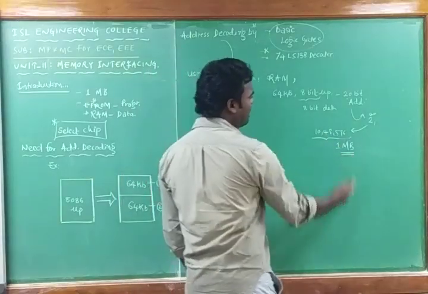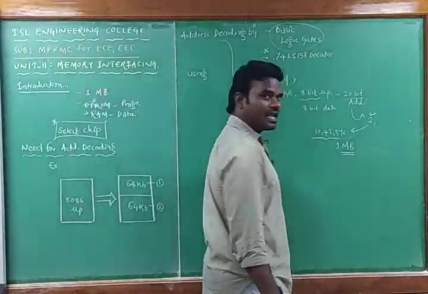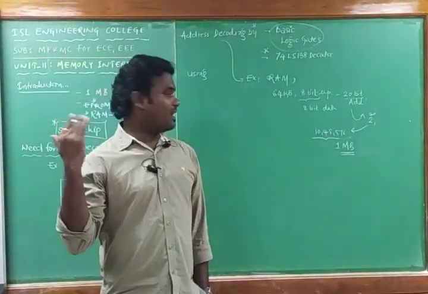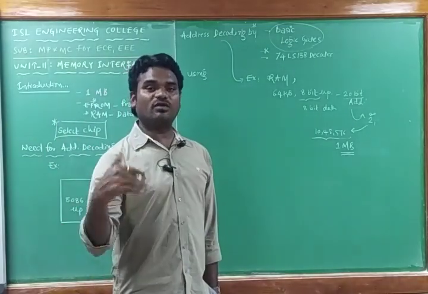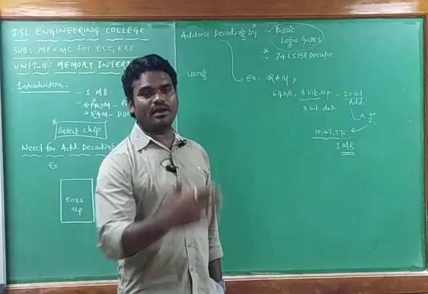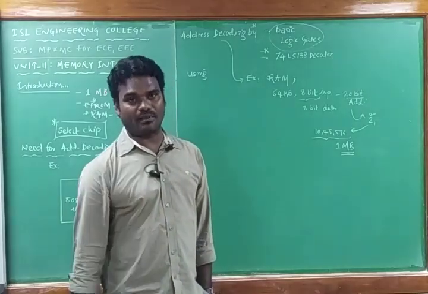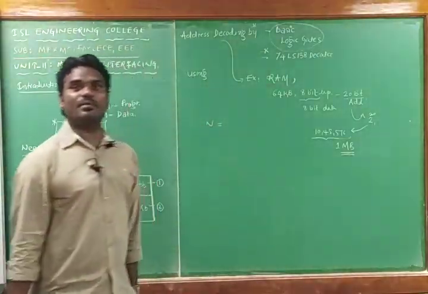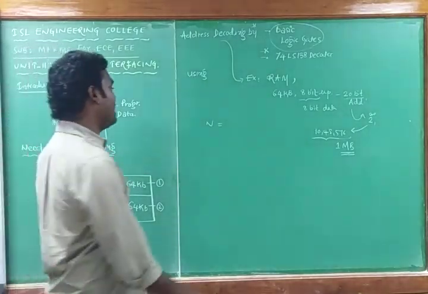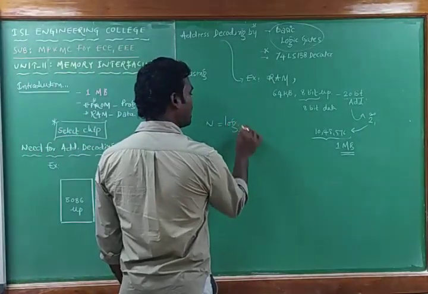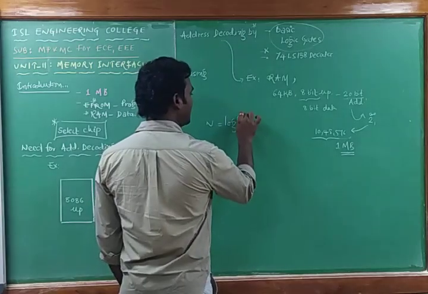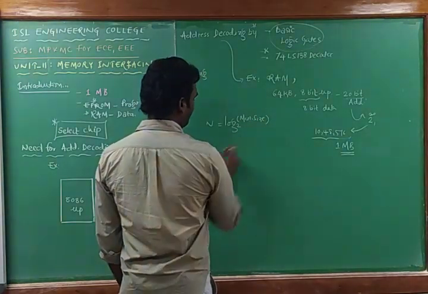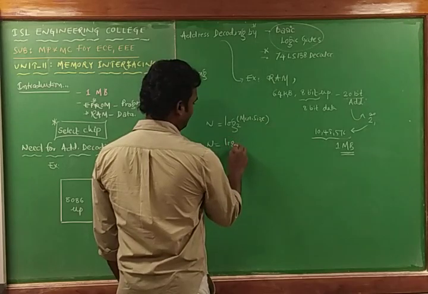If it is 1 megabyte, we require the 20-bit address lines. But if it is 64 kilobyte, we need not use all 20 address lines. From the 20 lines, we can make use of some number of lines only. That number we have to determine. The number of address lines for any memory is given by n equals log base 2 of the memory size.